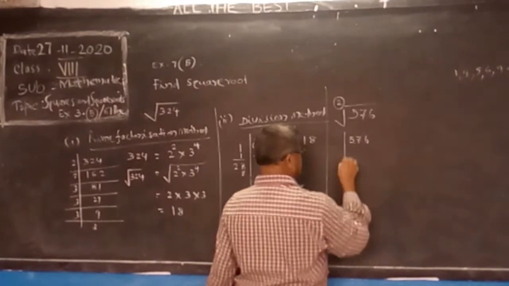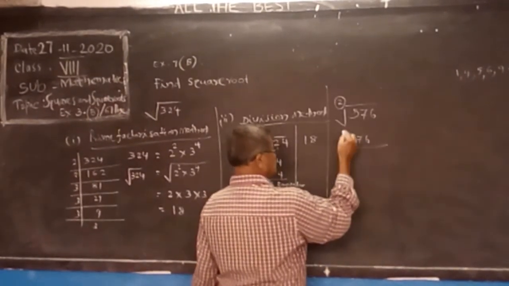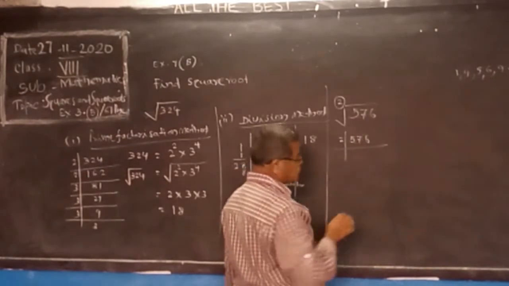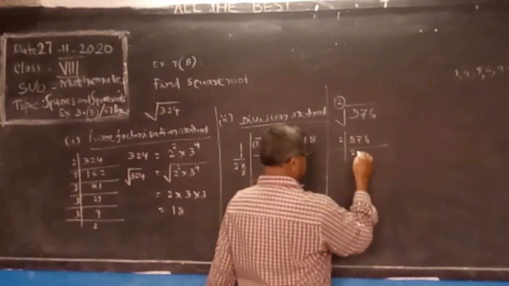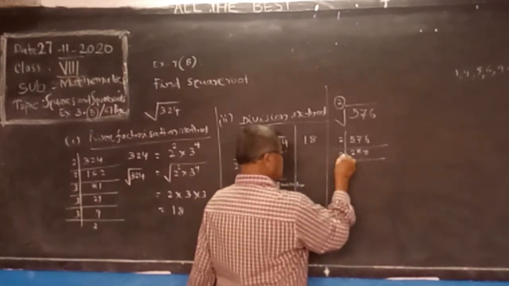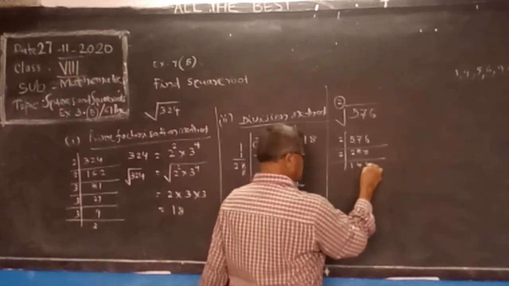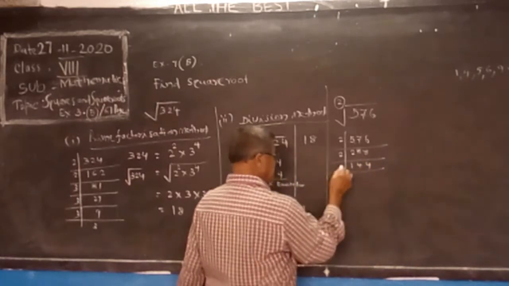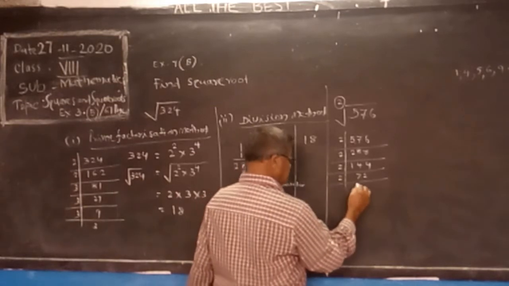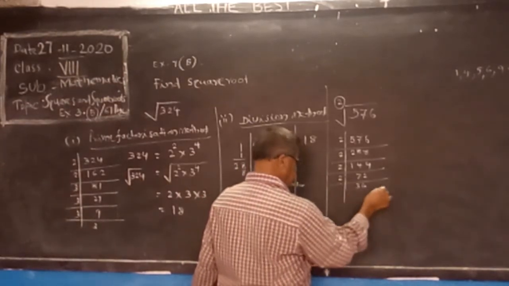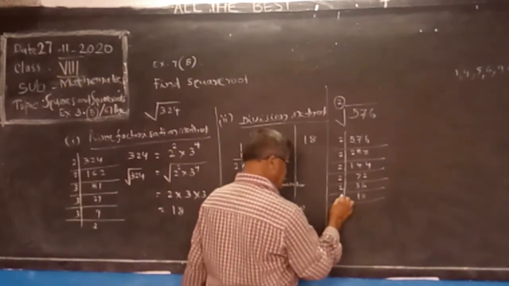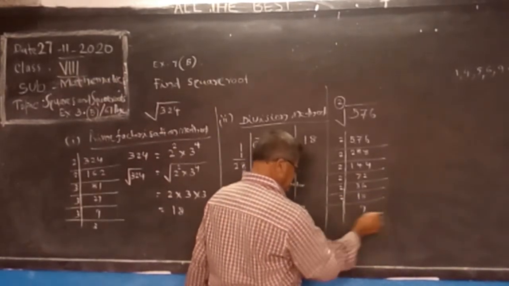576. Find factors. Since it is an even number, start with 2. 2 2s are 4. 2 8s are 16. 2 8s are 2 1s are 2, 2 4s are 8, 2 4s are 2 7s are 14, 2 2s are 4, 2 36s are 2 18s are 36. So 9s are 3 3s are 9.